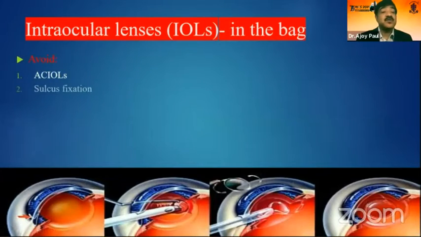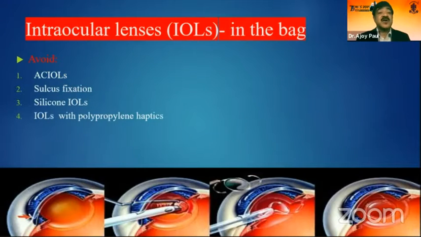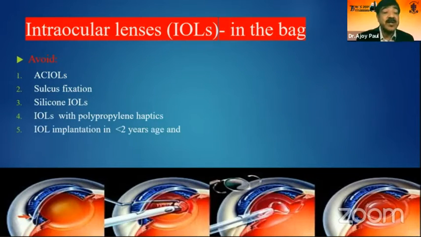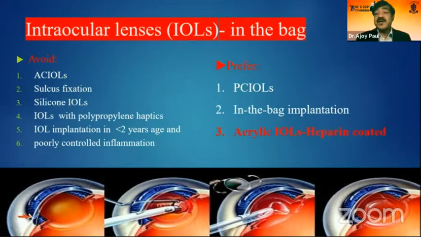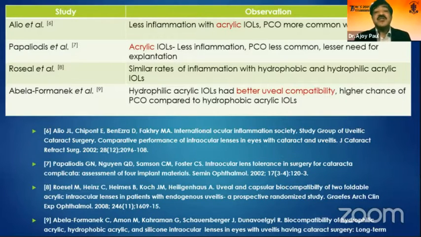Intraocular lens, we know you should avoid ACIOL, sulcus fixation IOL, silicone IOLs, IOL with polypropylene haptics. IOL implantation under 2 years of age, well, it's something to be careful about. Well, definite preference is PC IOL in the bag and acrylic IOLs, heparin coated. Well, there are studies to suggest even hydrophilic acrylic IOLs, but definitely acrylic IOLs are the IOLs of choice.